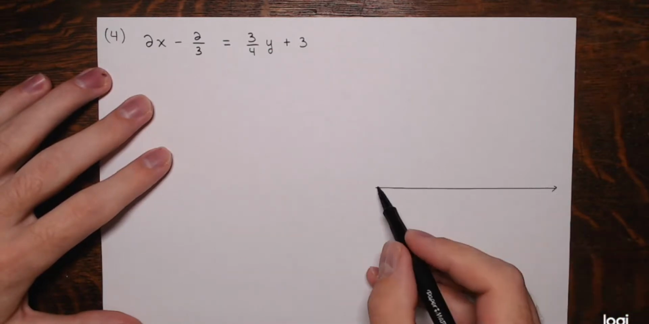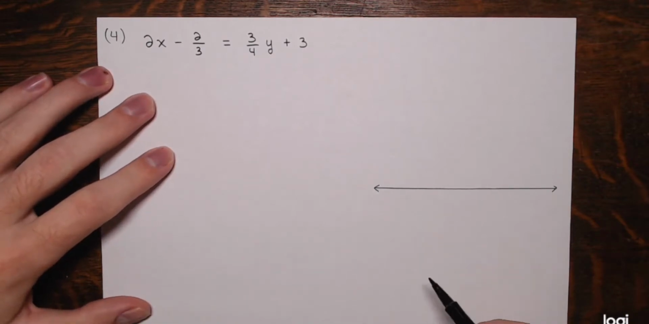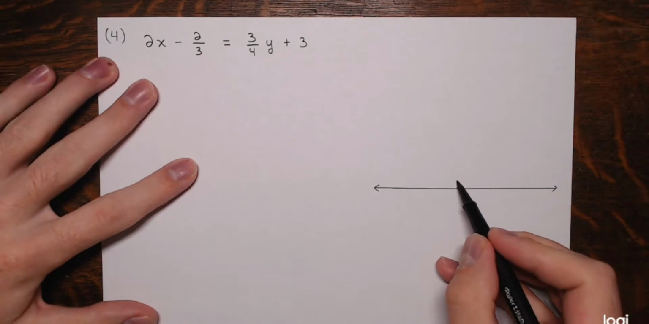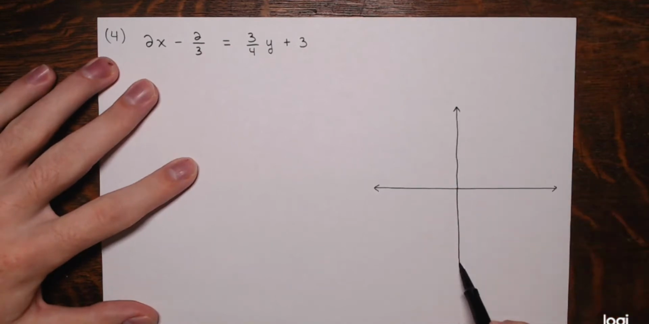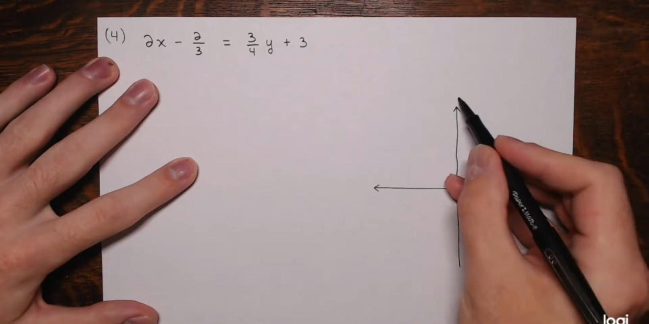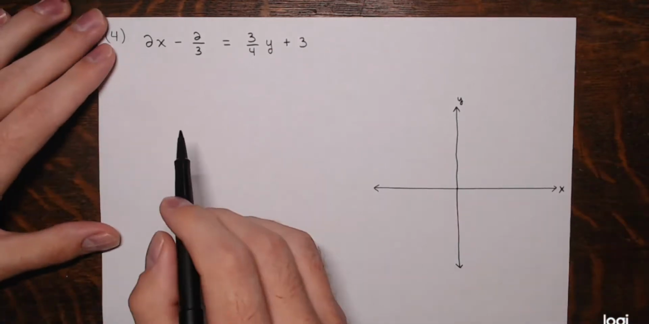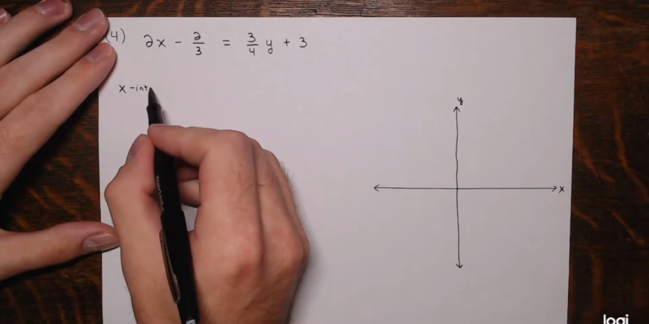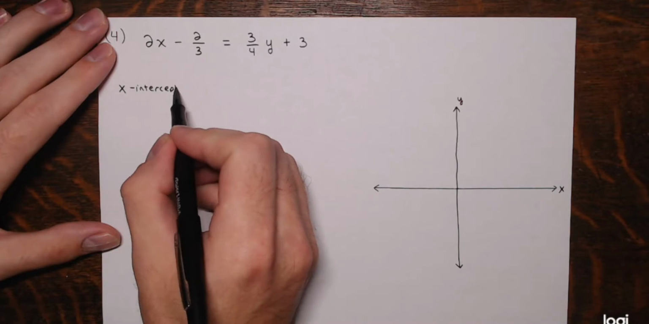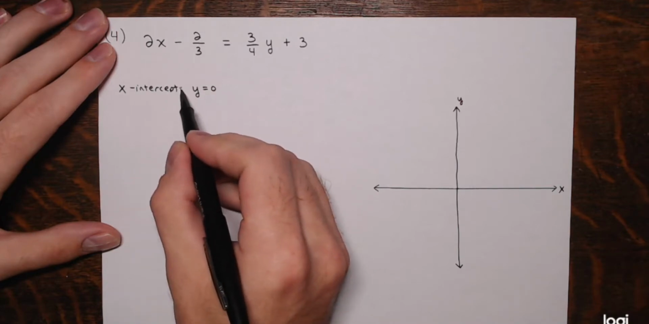So all I need to do to graph it is find 2 points, right? And those will be the x-intercept and y-intercept. So there's the x-axis and y-axis for the coordinate plane. Let's start again with the x-intercept. So you're replacing y with 0.